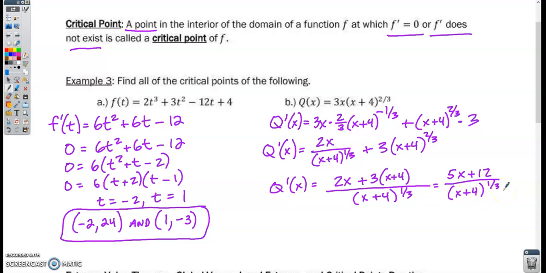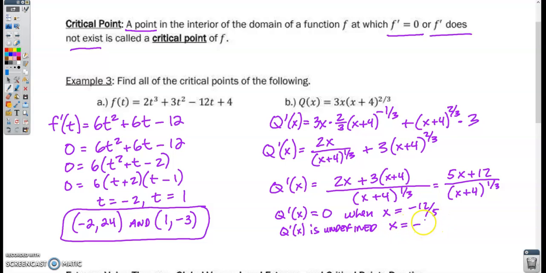Okay, now I want to solve this. Q prime of x is equal to 0 whenever the numerator here is equal to 0. So I set 5x plus 12 equal to 0. I solve for x. I get that x is equal to -12/5. And q prime of x is undefined whenever the denominator is 0. And so I set x plus 4 equal to 0, so x is equal to negative 4. And as long as these are points on the original function, I'm going to have critical points here.